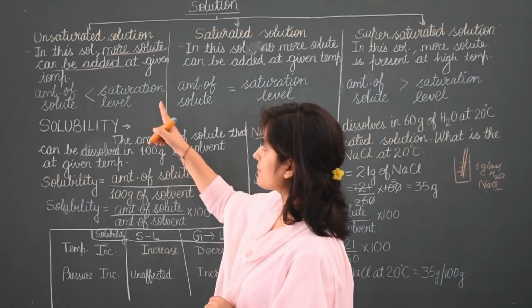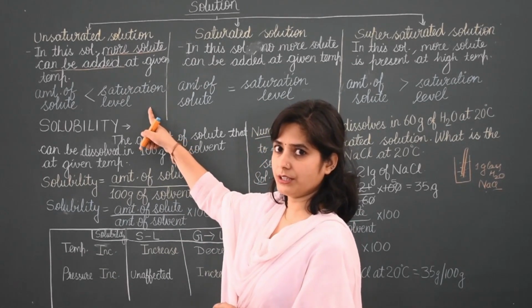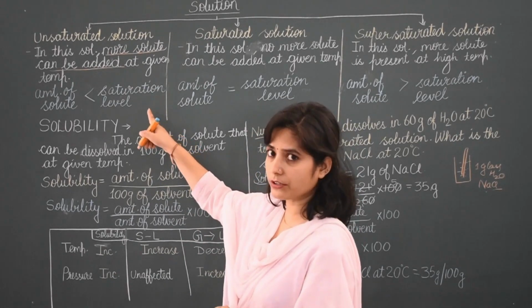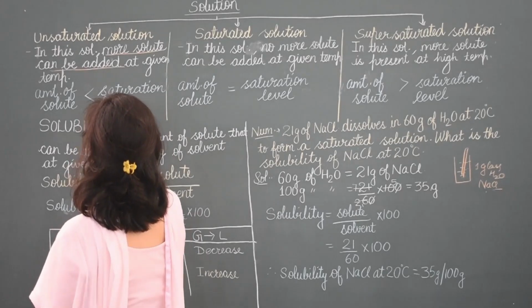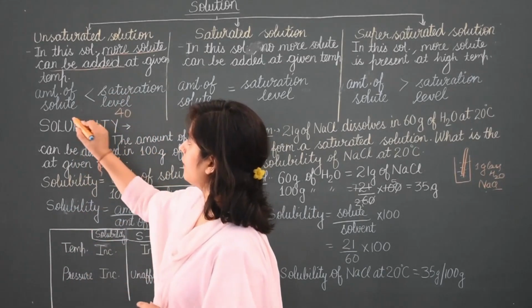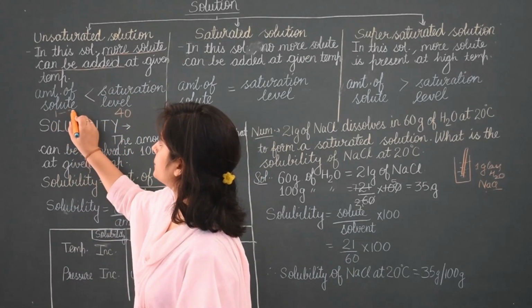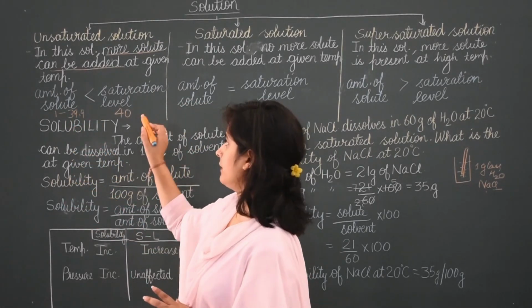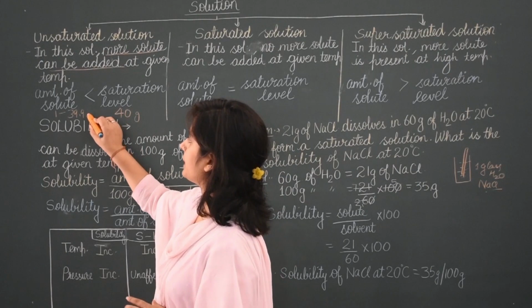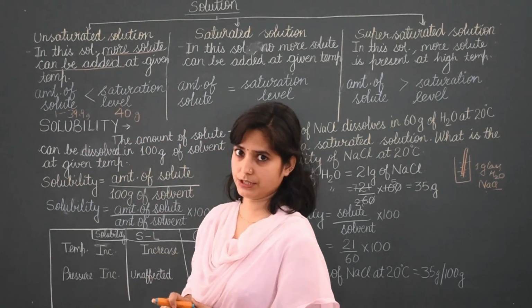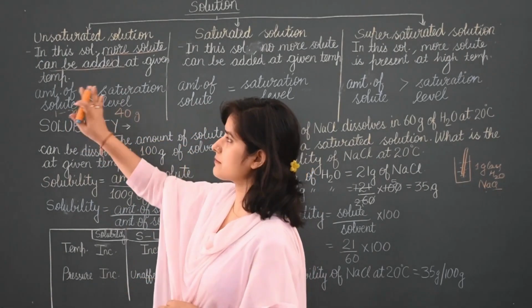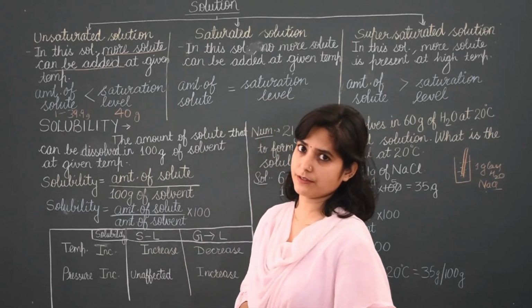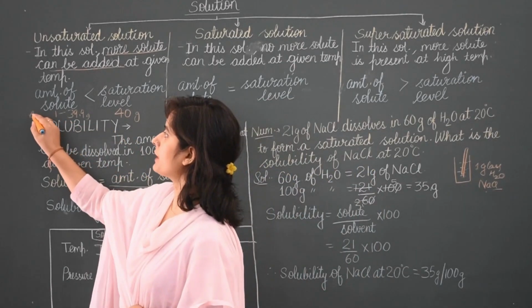For example, if the saturation level for this solution is 40, then from 1 to 39.9 gram we can add solute in it. If the value is like this, it is an unsaturated solution. This is only one example.